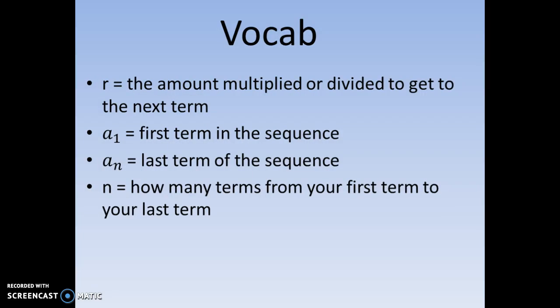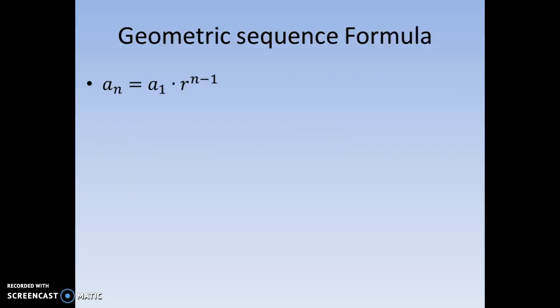So the vocab is very similar to arithmetic sequences, because these are geometric sequences, and the only difference is R. R is the number you multiply and divide by. Instead, for arithmetic sequences, you use D. Now our geometric sequence formula is a sub n equals a sub 1 times r to the n minus 1 power. You will be using this a lot on your homework tonight, so make sure you write this down.